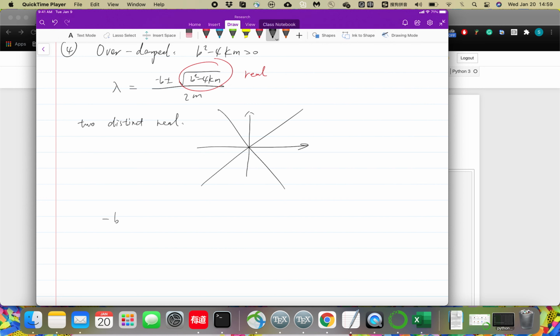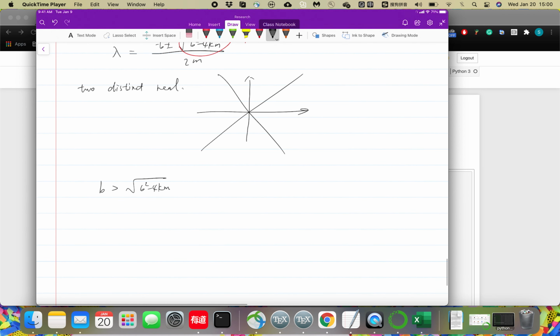So now think about this. B is bigger than the square root of B squared minus 4km for sure. Okay. Therefore, negative B plus this one and negative B minus this one are both going to be less than 0. So eventually you still get attracted to 0, 0. You are going to have a sink.